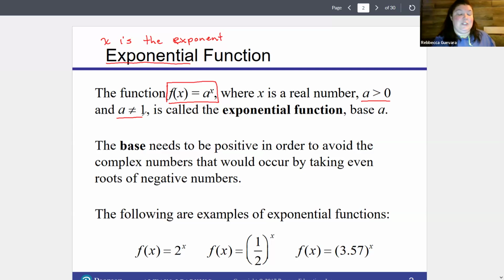So examples of exponential functions would be like 2 to the x, 1/2 to the x, 3.57 to the x, just as long as the base is positive and it's not 1.